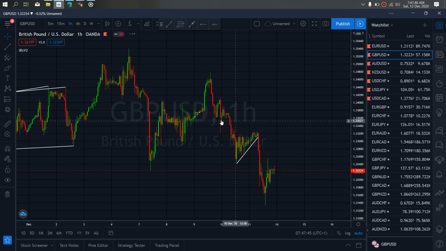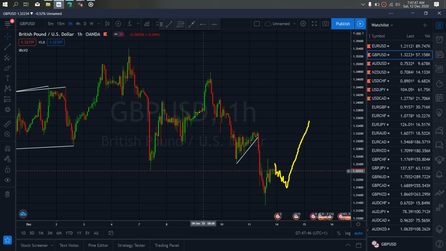We zoom to the 1-hour time frame. On the 1-hour time frame, they are correcting as of right now, and I think this correction will lead to a pullback upside before they will continue the drop downside. So you want to watch out for this to develop this week on pound dollar.